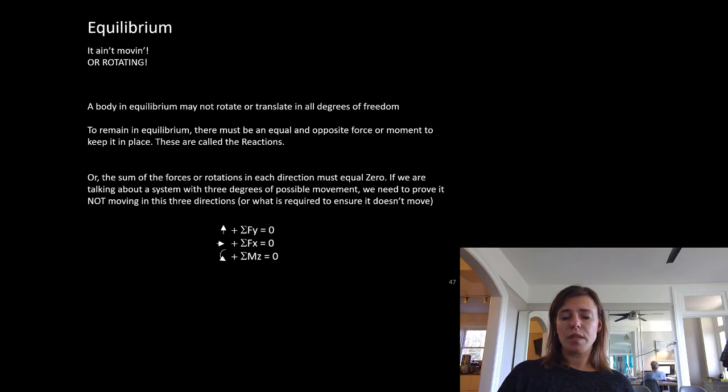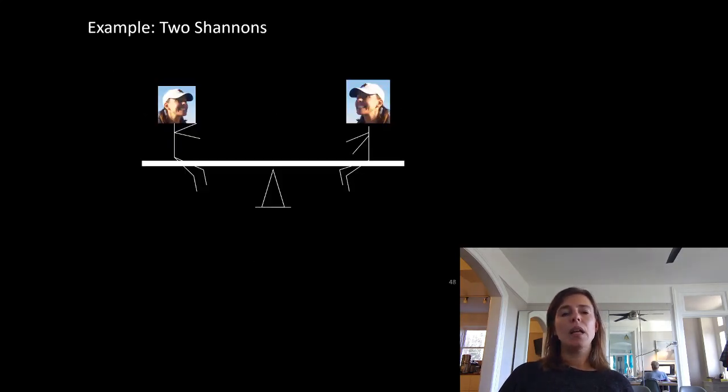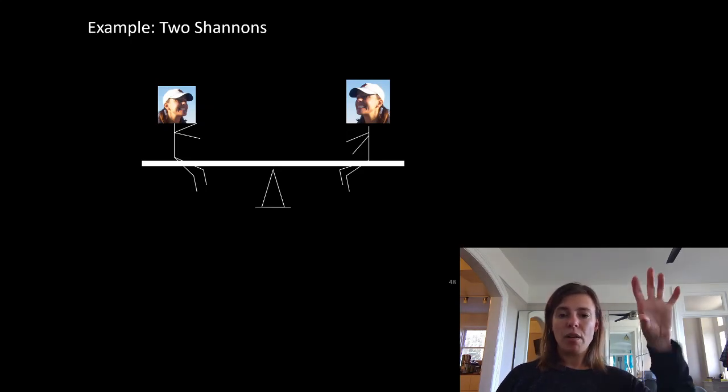So sum of the forces in y, sum of the forces in x, and sum of the moments about z. This is where I move on and do a few examples. I've used a teeter-totter as our base calculation. Most people understand intuitively how a teeter-totter works. If you sit on it by yourself, you're going to drop to the ground.